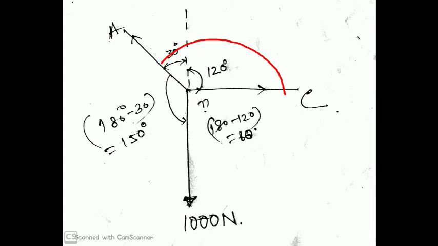This angle, that means tension BC and the load downward direction of 1000 kilonewtons. The angle between this is equal to 60, and the angle between tension AC and the 1000 kilonewton load is 150, and the angle between tension AC and tension BC is equal to 120 plus 30, which means a 150-degree angle.